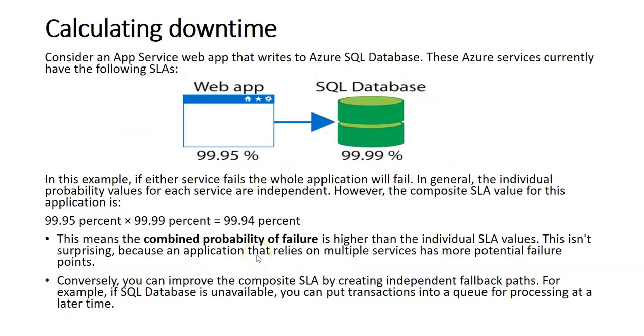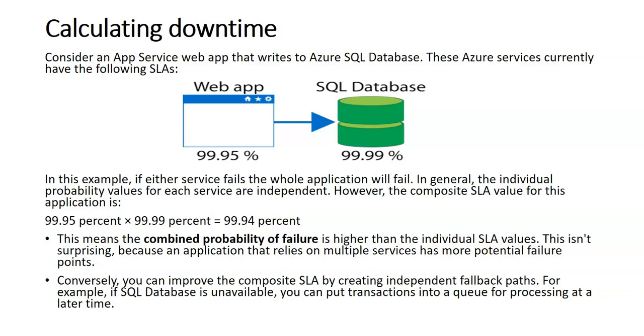Consider an app service, a web app that writes to Azure SQL Database. These Azure services currently have the following SLA. Let's say the web app has 99.95% and the SQL database has 99.99%. In this example, if either service fails, the whole application will fail. In general, the individual probability values for each service are independent. The composite SLA value for this application is 99.95% times 99.99%, which would be 99.94%.